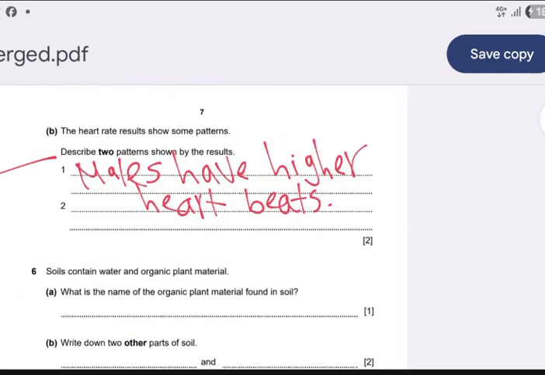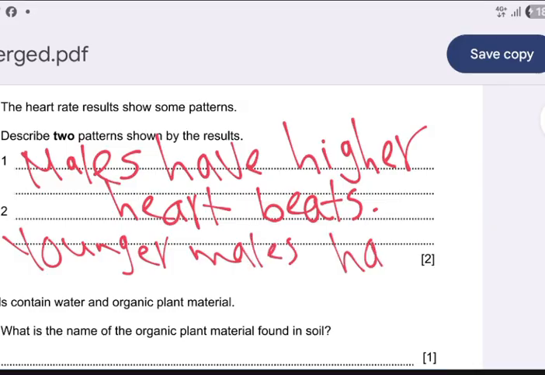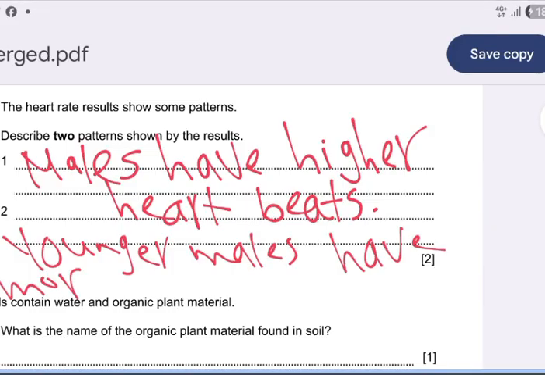So you can say younger males have more heartbeats than older ones, right? Yeah.